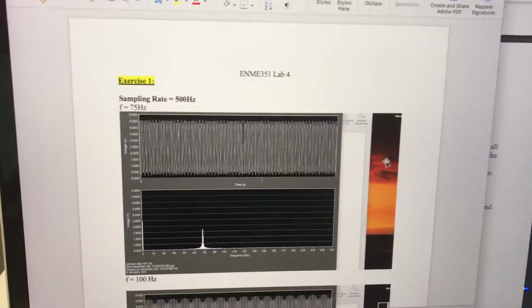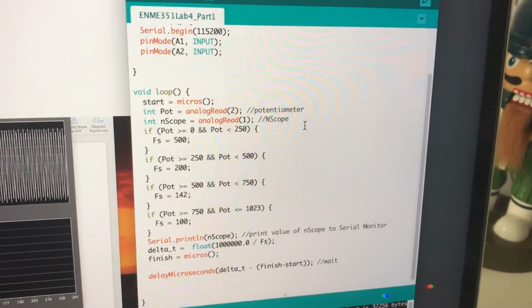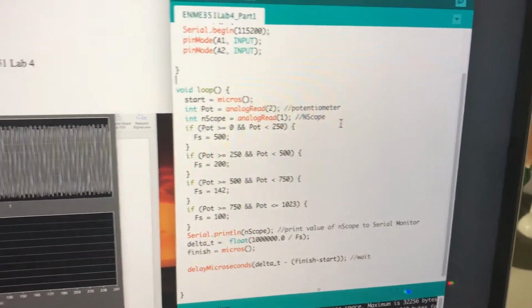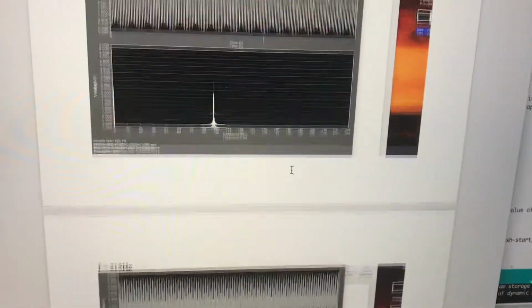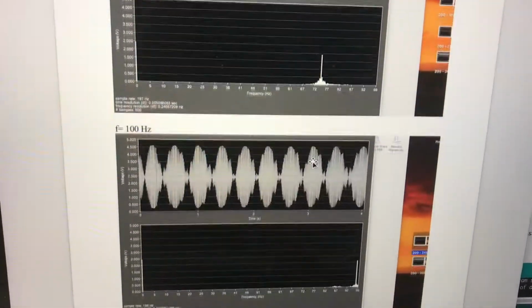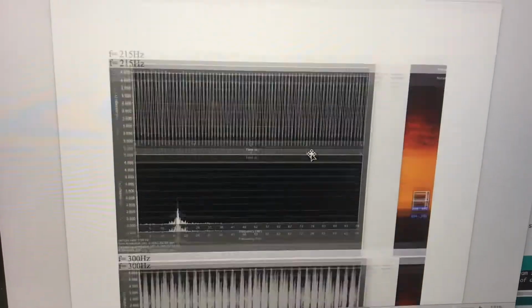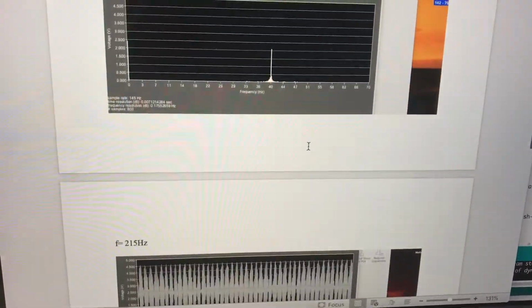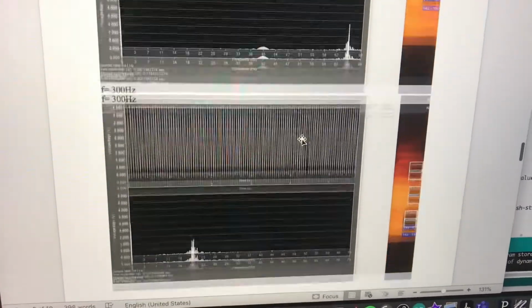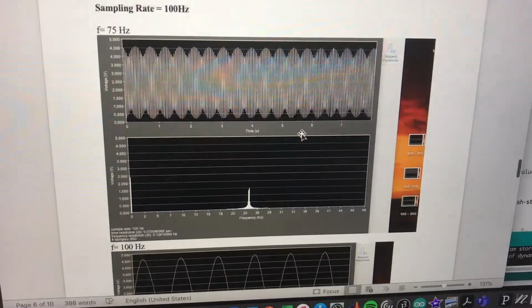Alright guys, here's my Lab4 information. So we started off, here's the Arduino code that we ran. And then as far as the different plots we got, you can see here. We got each of the different sampling frequencies and then analyzing at 75, 100, 215, and 300.